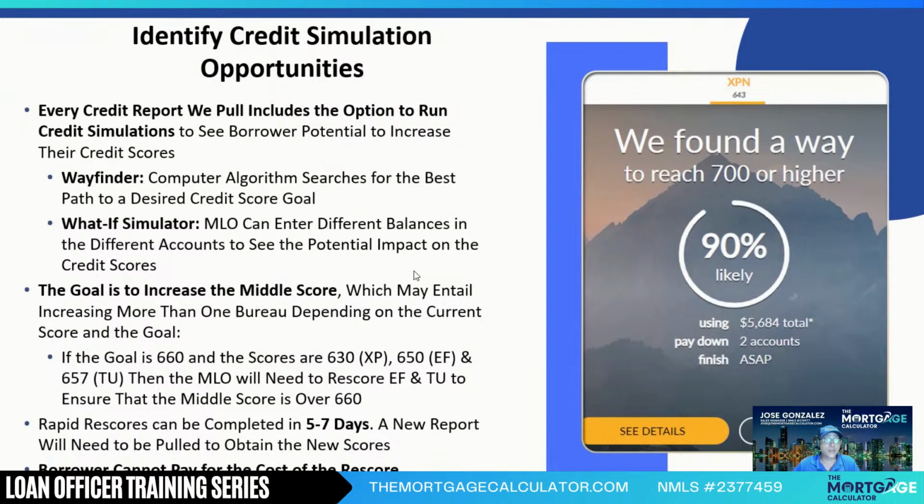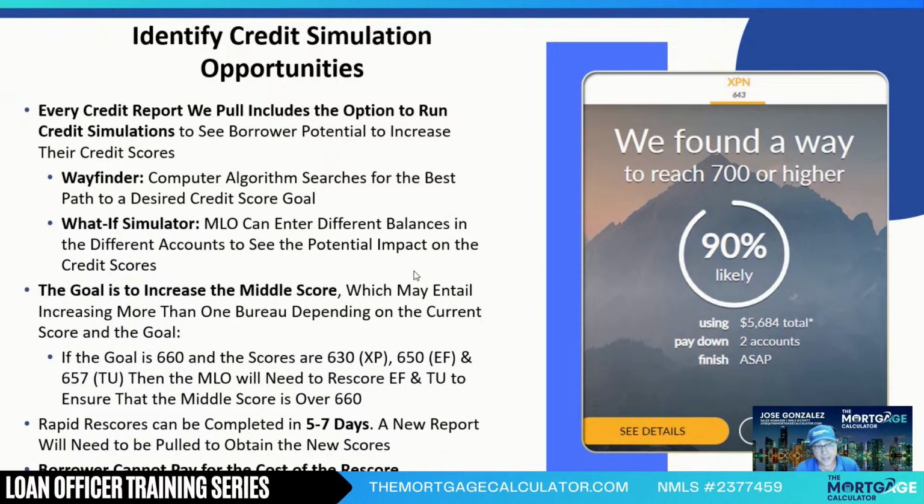So now we've talked about the components of credit, how they can be affected. We talked about looking at errors and how those things could affect scores. So now we need to identify the credit simulation opportunities. Now be aware of the following. Every credit report that we pull at the mortgage calculator includes the option to run two different types of credit simulations. Credit simulations are a way to see what potential there is for the borrower to increase their credit score.